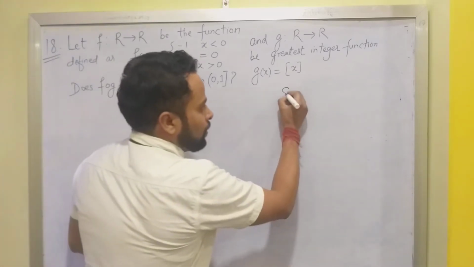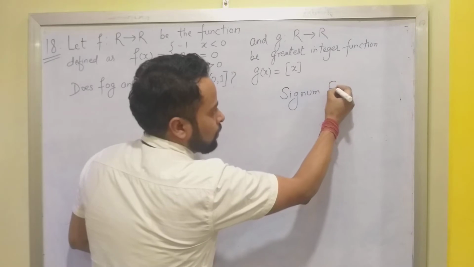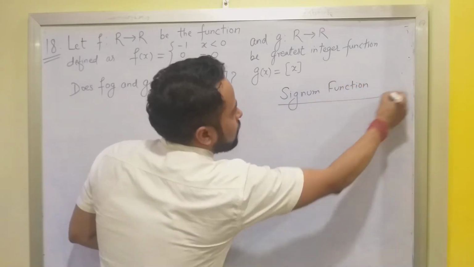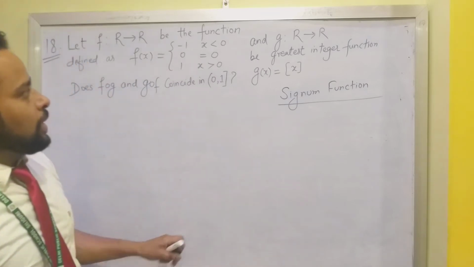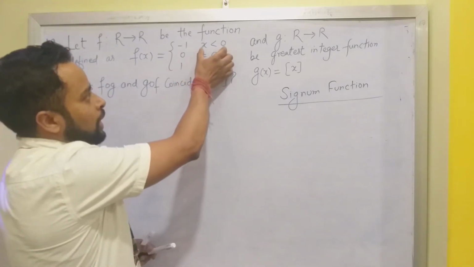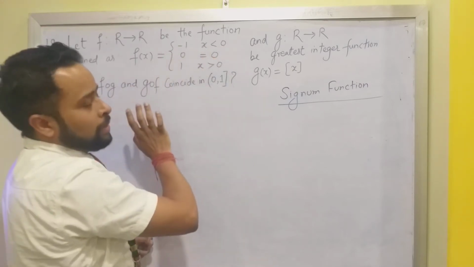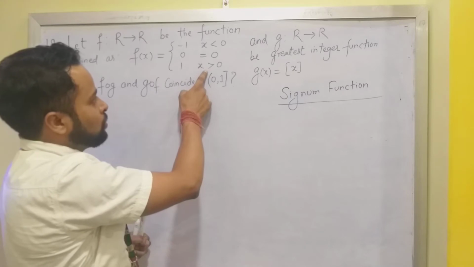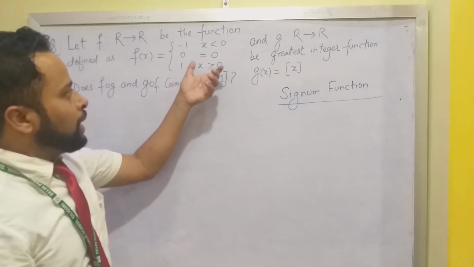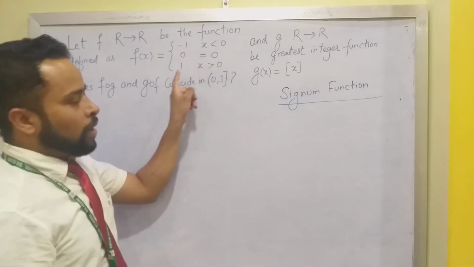The signum function has a unique behavior. Any value which is less than 0 will be minus 1, equal to 0 will be given 0, and greater than 0 will be 1. That means its domain is R and the range is minus 1, 0, 1.